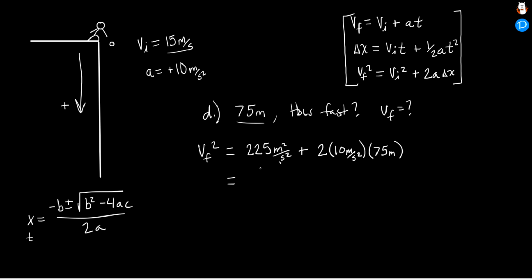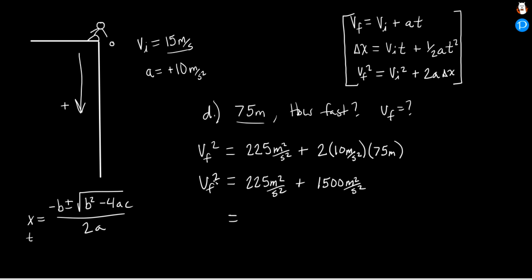Let's simplify this. So we've got 2 times 10 times 75. Now notice meters in the numerator here, meters in the numerator here. So when I multiply these two terms, I'm going to end up with the same thing I got here, meters squared over seconds squared. So let me write that out, 225 meters squared over seconds squared. Plus, let's see, what do we end up with right here? 1,500. And then again, it would be meters squared over seconds squared.